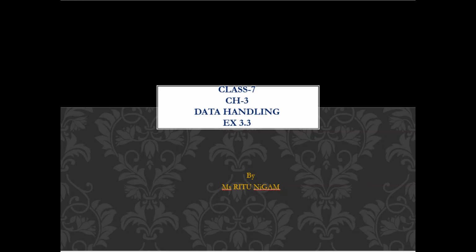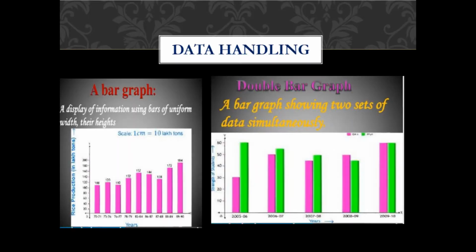Welcome to our session of data handling, that is your exercise 3.3. Let's move on to that. In this we'll study two types of graph, that is a bar graph and a double bar graph. A bar graph displays the information using bars of uniform width and their heights, and a double bar graph is a bar graph showing two sets of data simultaneously.